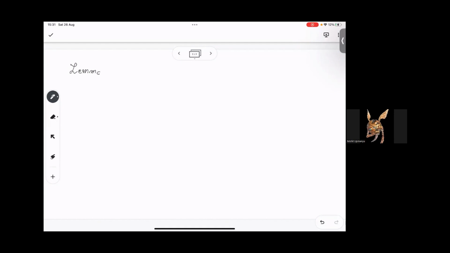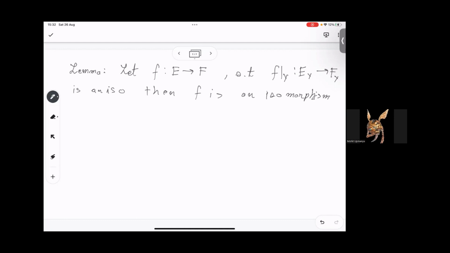Then, lemma. Let F from E to F be a homomorphism of vector bundles such that F restricted to Y is an isomorphism. Then F is an isomorphism in a neighborhood of Y.